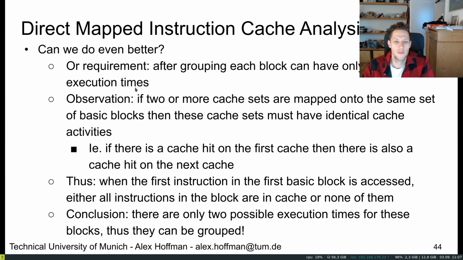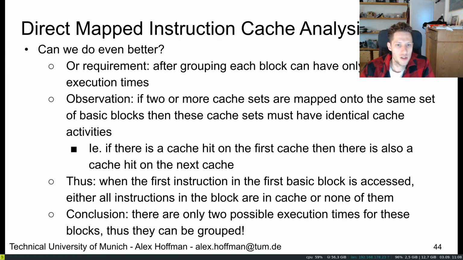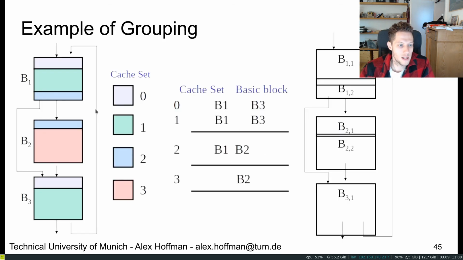This might be a little tricky to understand from just having it told to you, so we can quickly show an example, and it should hopefully make a bit more sense. Going over the definition again clearly: if 2 or more cache sets are mapped into the same set of basic blocks, then these cache sets must have identical cache activities. The important thing here is the same set of basic blocks, right? If we look here, we can see, for instance, this light blue and this green, and light blue and green again.